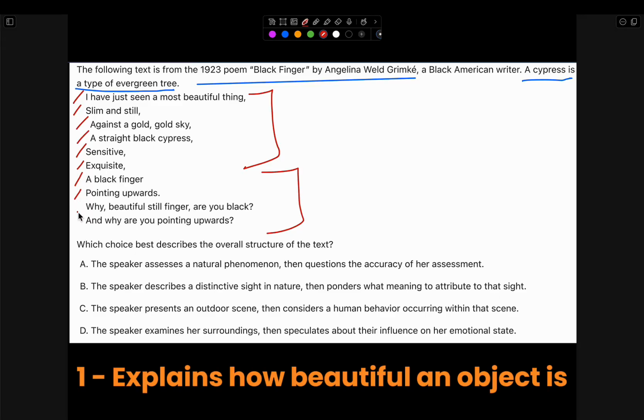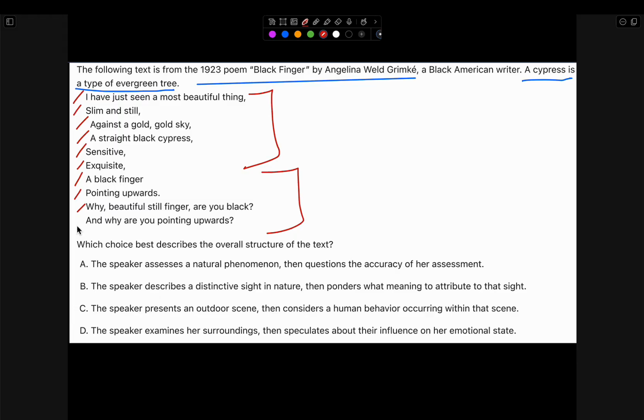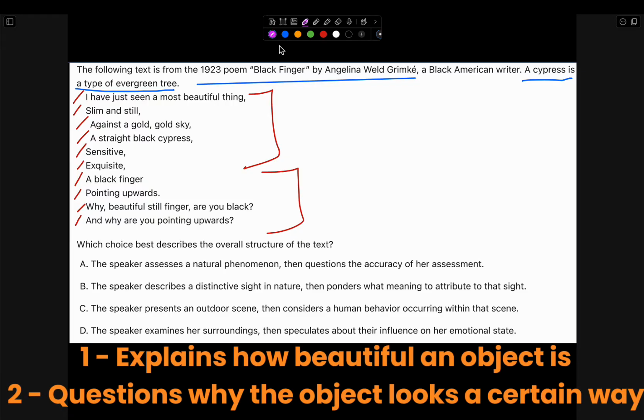Now let's read the second half. A black finger pointing upwards. Why, beautiful still finger, are you black? And why are you pointing upwards? This half of the poem is questions on why the object looks the way it does. So overall, the multiple choice should mention two things: an explanation of how beautiful something is, and questions on why the object looks the way it does. So let's look at the multiple choices.